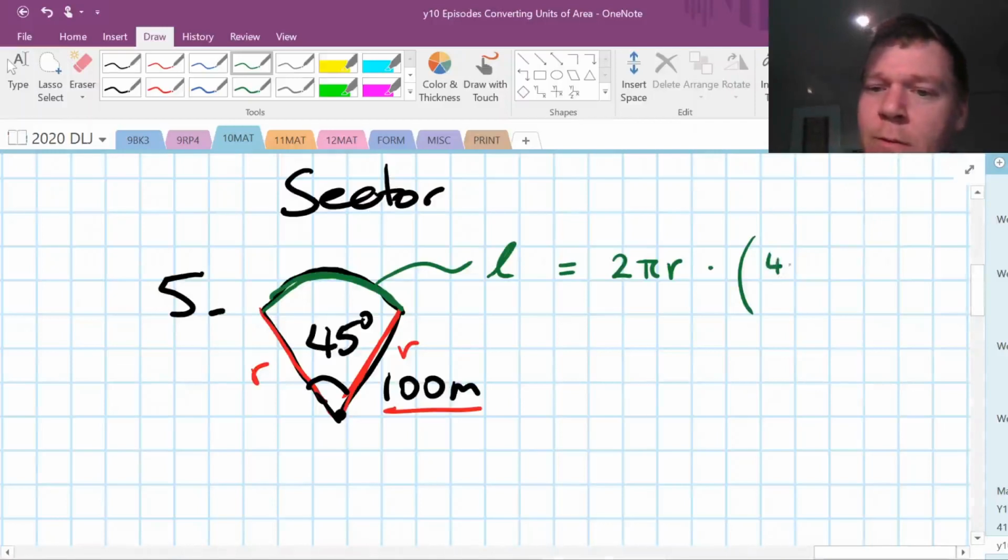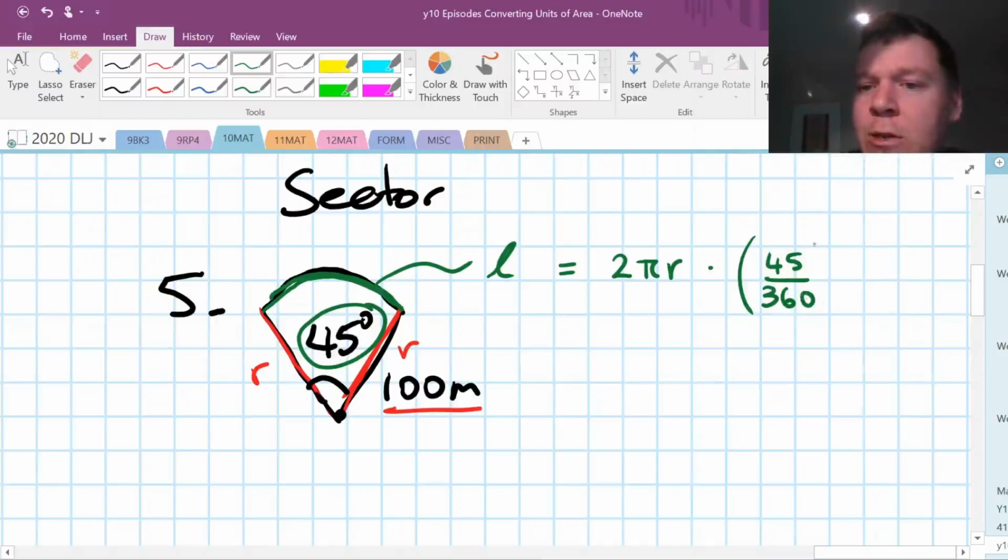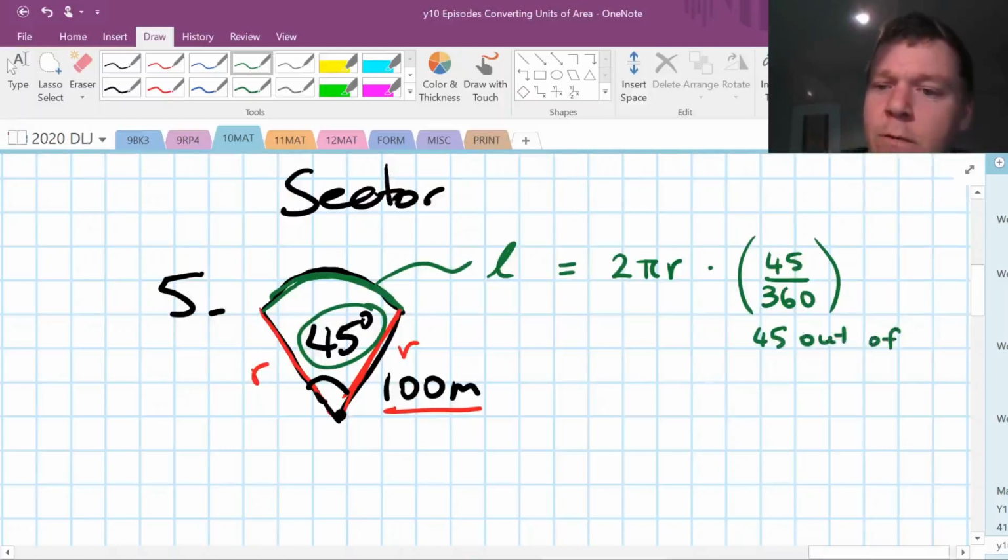So this 45 degrees, we've put it in under the top. So we've got 45 degrees out of 360 degrees in a circle. So this means 45 out of 360. So if you put that in your calculator, this is probably going to get you 1/8.